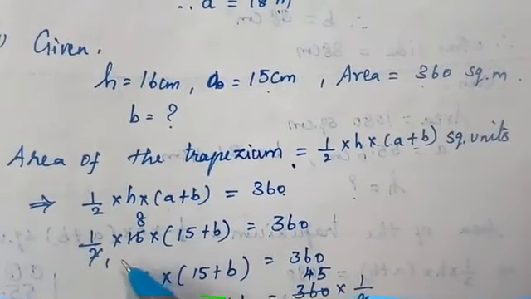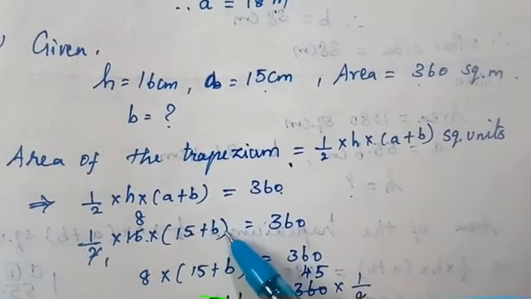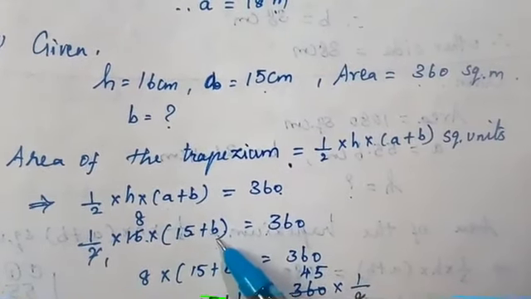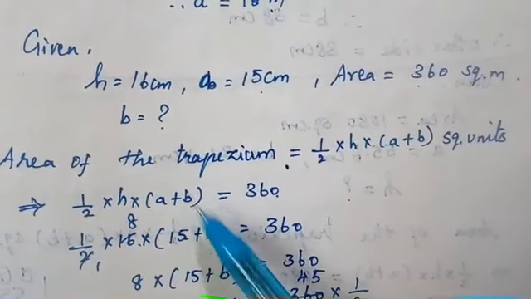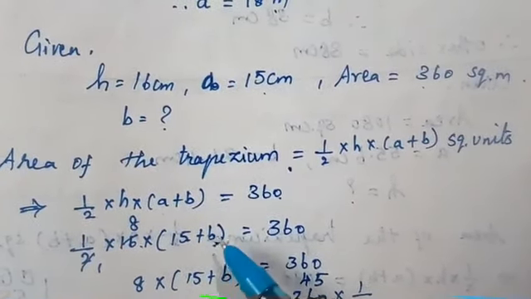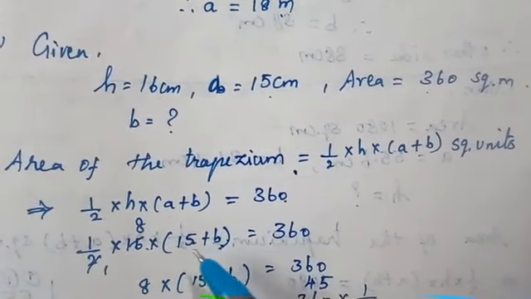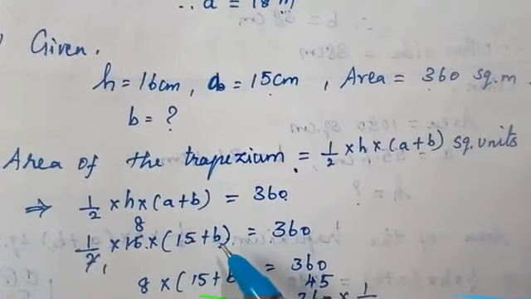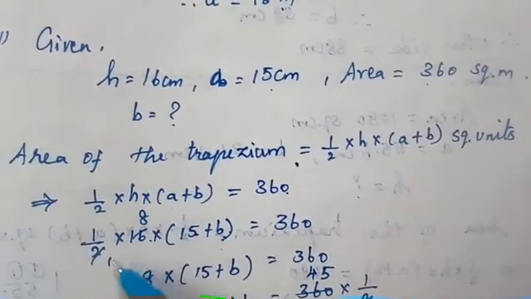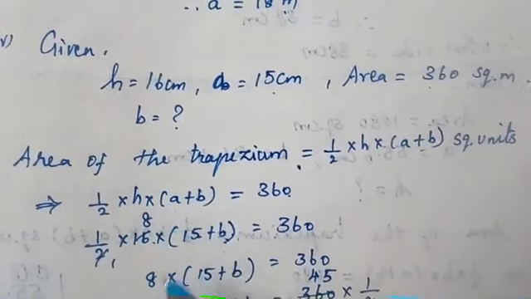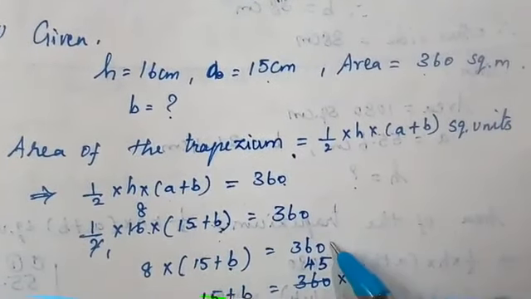So substitute the given values, half into 16, h value 16, a value 15, b value is unknown, just write it as b. Don't write b like a 6, so write it as b. Suppose you write it like a 6, maybe you have to add, then you get a wrong answer. So b you have to write properly, that is equal to 360. So here cancelling is possible, 1 2 is 2, 8 2s are 16. After cancelling we have 8 into 15 plus b equal to 360.